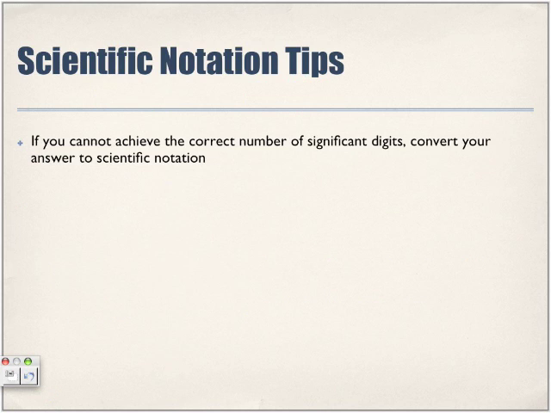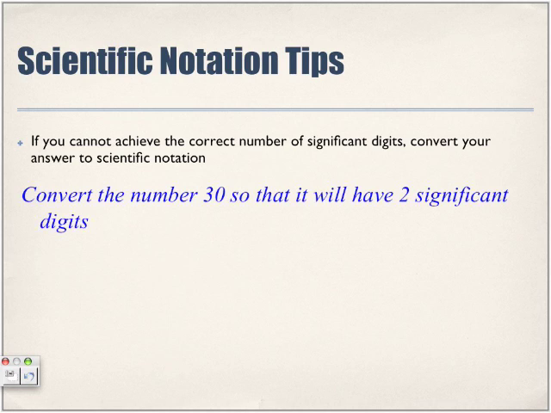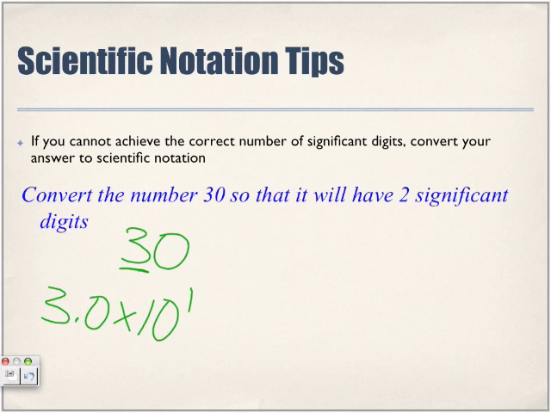Scientific notation tips for more. If you cannot achieve the correct number of significant digits, convert your answer to scientific notation. What does that mean? So convert the number 30 so that it has 2 significant digits. How many significant digits does the number 30 have? 1. Right? It has 1 significant digit. How do I make it have 2?